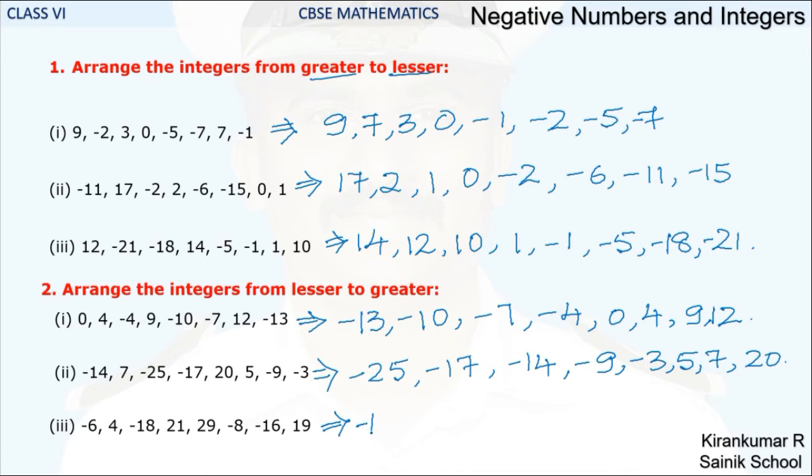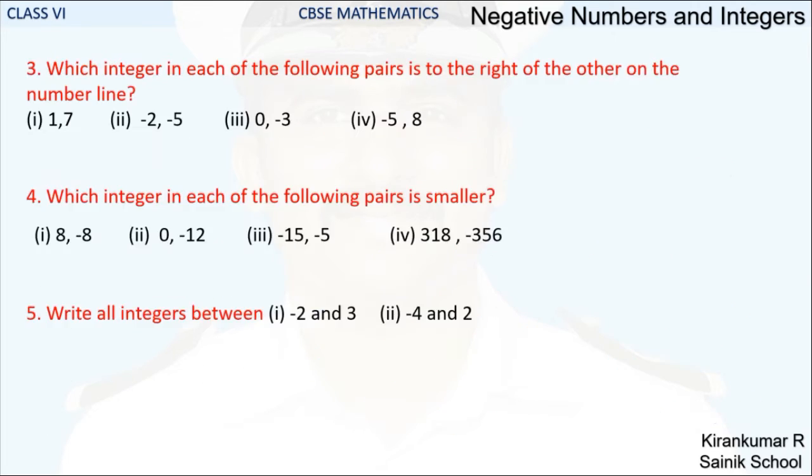Negatively larger is a smaller value: minus 18 is there, followed by minus 16, minus 8, minus 6, positive 4, positive 19, positive 21, and positive 29. Understood? Let's solve a few questions.